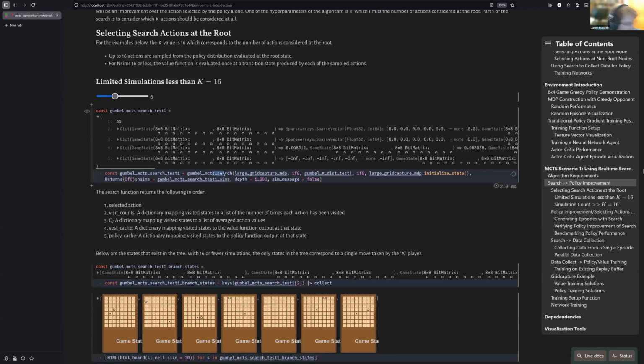This is the search function now being run, and it's getting the actual environment passed to it. This is the discount rate; because this is a game, I'm not worried about discounting here. I just care about the final outcome, not how long it takes to get there, so the discount rate is 1. This is then the policy function being used.